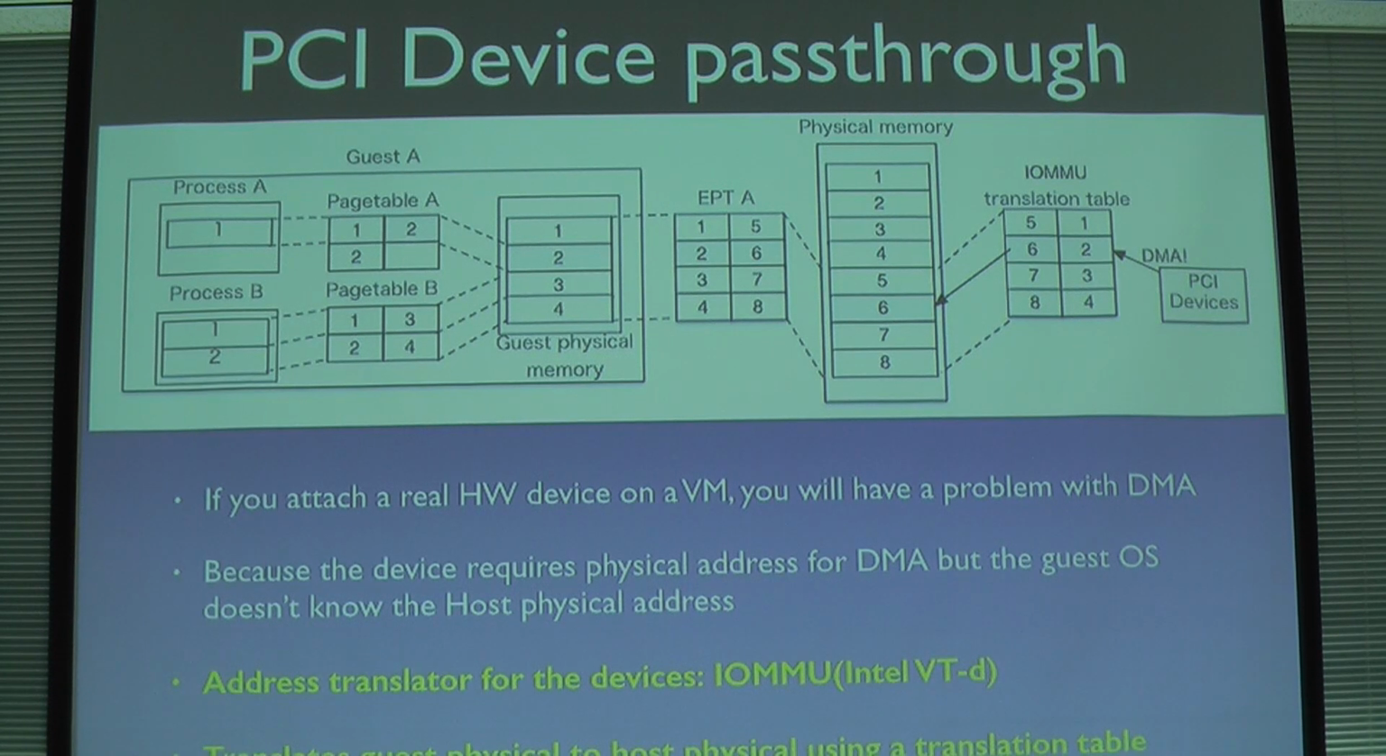So it puts an MMU between the PCI device and memory. Then it will translate the memory access transaction, translating guest physical to host physical. It's just like EPT, but for PCI devices.